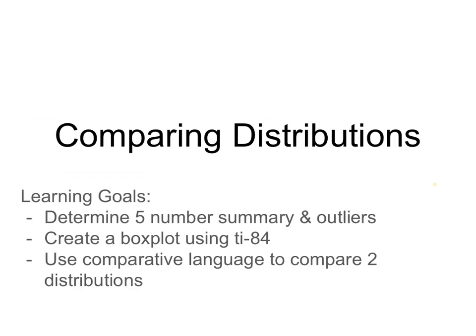So at this point, you should be able to determine the 5-number summary and outliers, use your graphing calculator to construct the box plot, and then use comparative language to compare 2 distributions. Make sure you are using shape, center, spread, and unusual features, as well as words like higher, bigger, etc.